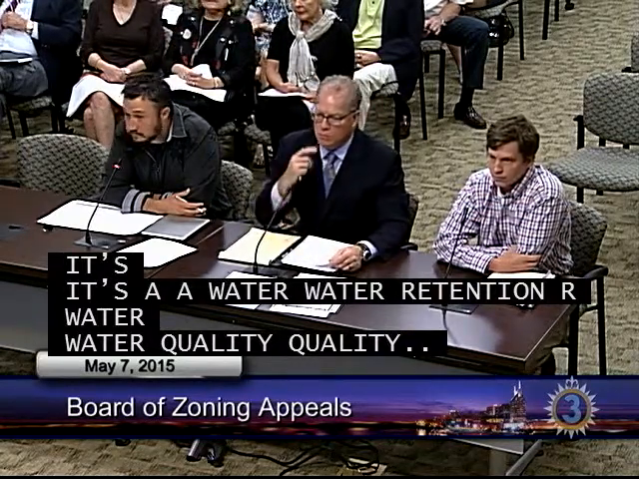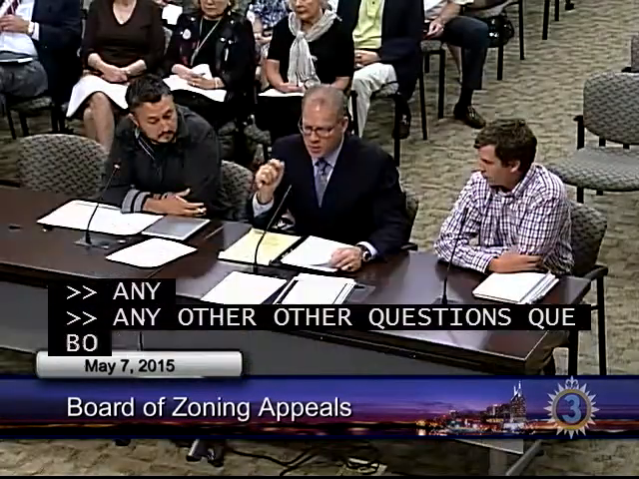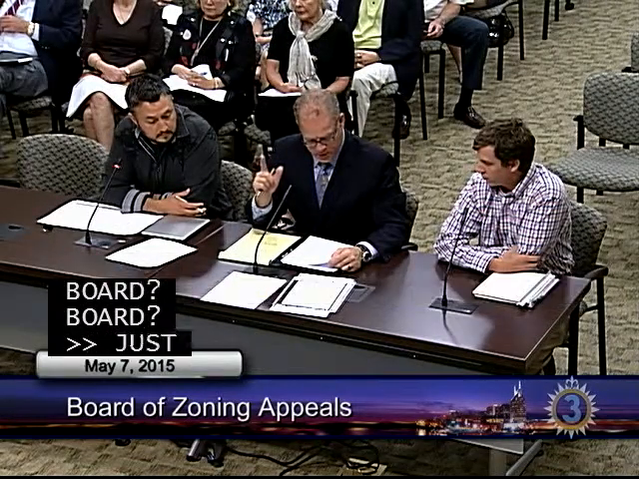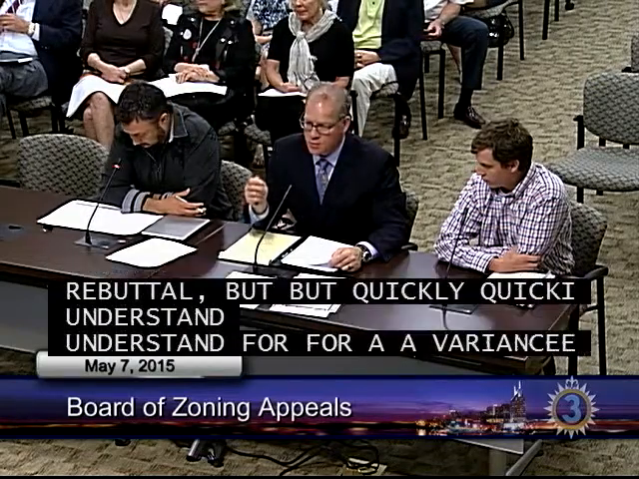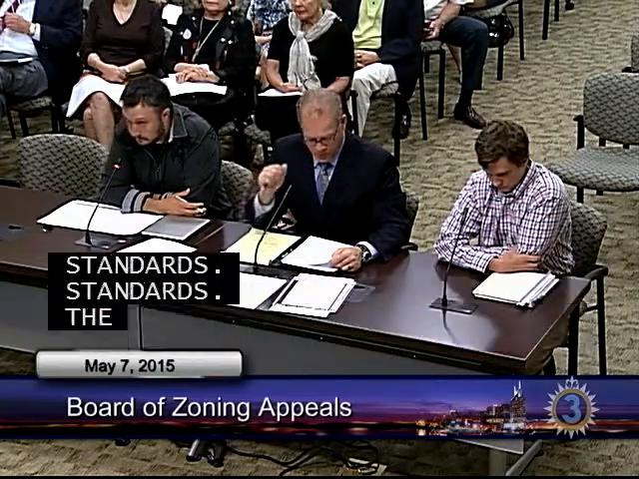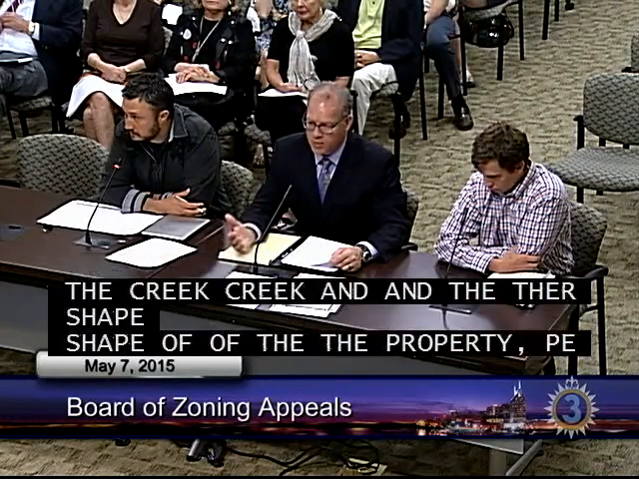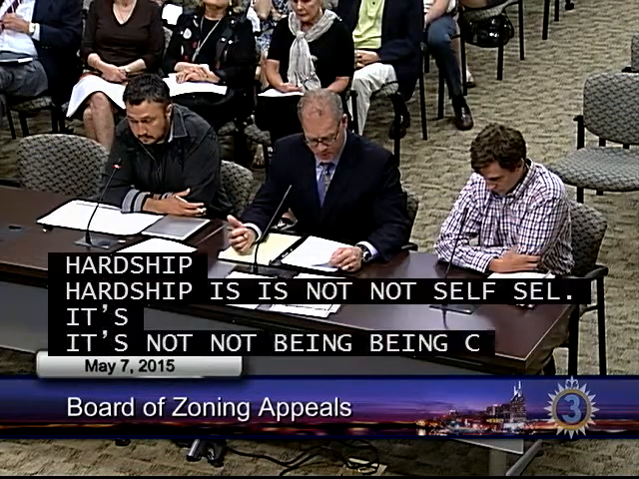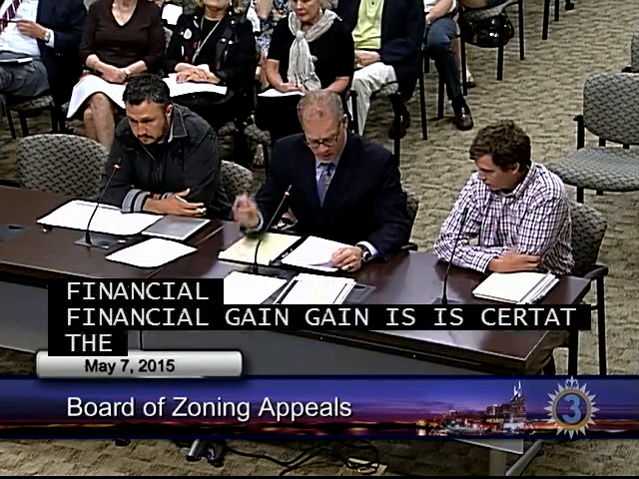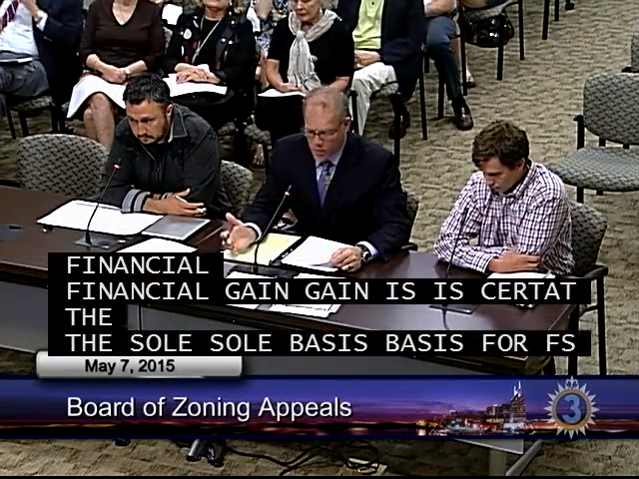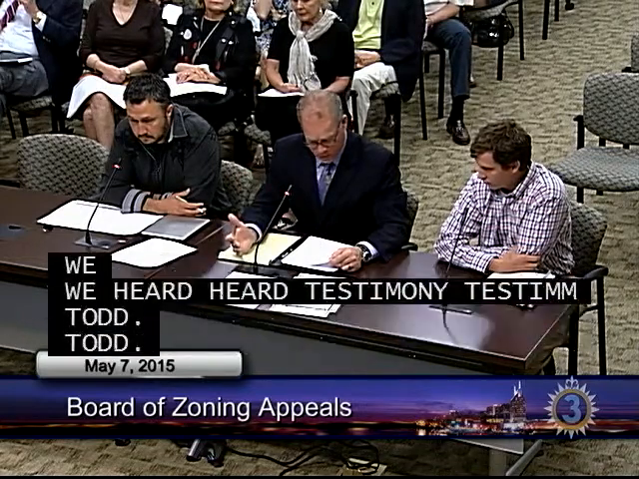Any other questions from the board? Anything else to add? Just finally, Mr. Chairman, we would certainly like some time for rebuttal, but just quickly on your standards for a variance, we think we've satisfied those standards. The physical characteristics of the property we spelled out, the creek and the irregular shape of the property. This hardship's not self-imposed. It's not been created by the previous actions of any prior person. Financial gain is certainly not the sole basis for pursuing this request. There's no injury to neighboring property. We heard testimony from Councilman Todd. You're about to hear some additional testimony. We're happy to address those points.